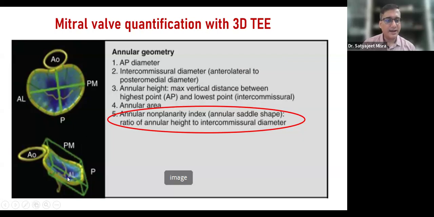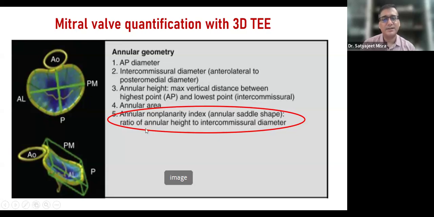You can measure the annular height. If you look at the lower image, the annular height would be the vertical height from the anteroposterior diameter to the lowest point, that is the commissural diameter. And by doing all these measurements, you can look at the annular non-planarity index. Basically, the non-planarity index means the mitral valve is not planar, it is non-planar. That means it's a saddle-shaped structure with the highest points at the anteroposterior diameter and lowest points at the commissural diameter.